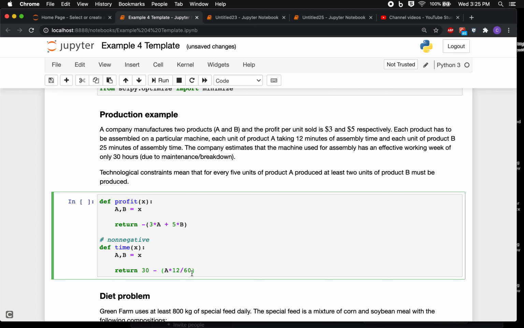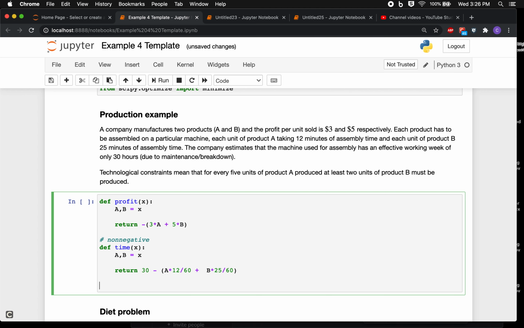So here I'm converting the minutes to the hour, plus B times 25 over 60. So what this is saying is that the total amount of time that I dedicate to A and B will be less than or equal to 30, right? Because if I think about this minus sign, what I'm really saying here is that 30 is less than the sum of the time spent on A and B. But since it's just simply written as a non-negative constraint, and what's implied here, of course, is that this is all greater than or equal to 0, but we're going to take that away. And so that's our time constraint.